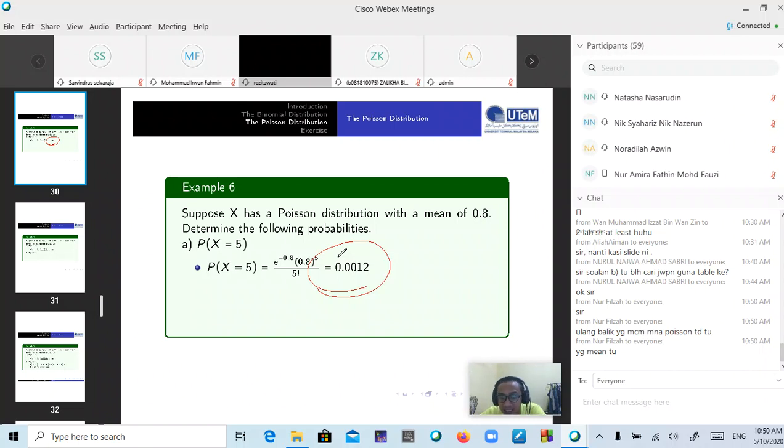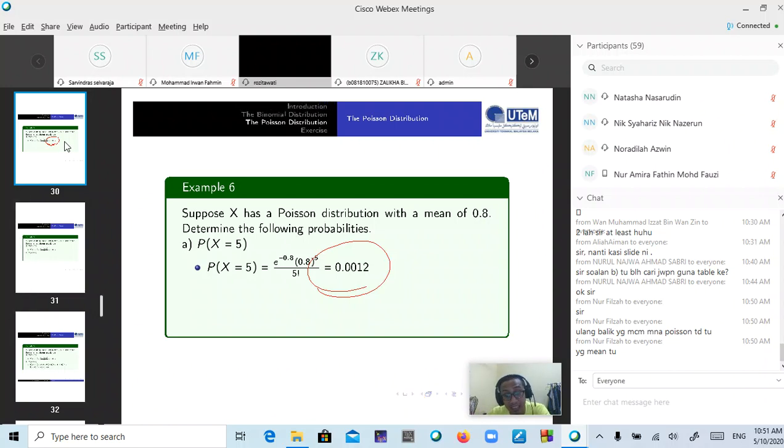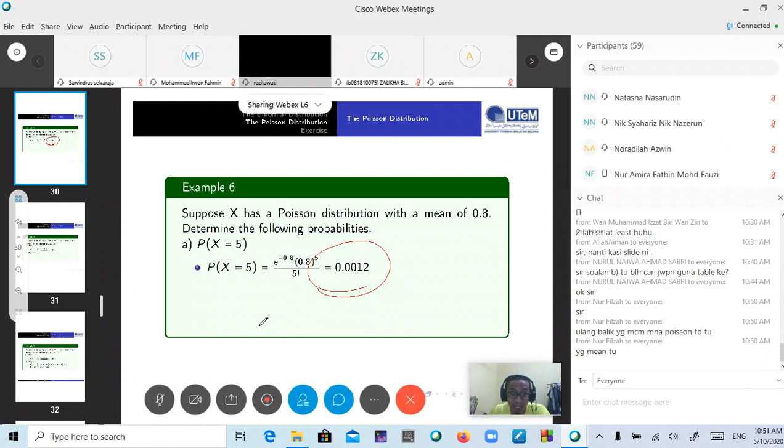Poisson bila dia ada mean. Bila melibatkan mean ataupun average, so dia adalah Poisson distribution lah. Okay. And then dia tak ada number of trial. Dia beza dengan binomial. Binomial dia ada number of trial which is n. Binomial mesti kena ada n, number of trial. Poisson dia tak ada n. Tapi dia ada mu. Okay. Mu adalah mean. Itu Poisson.